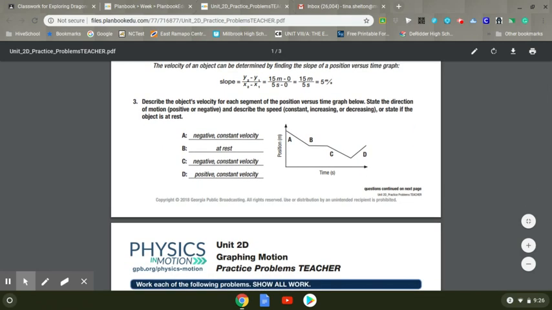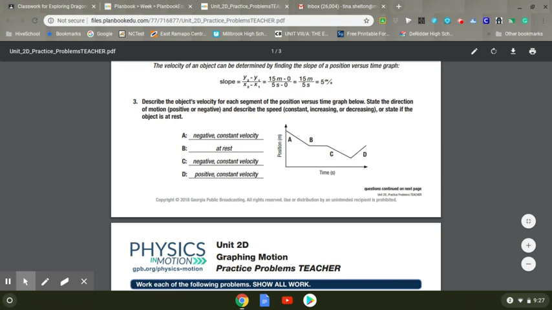Question 3 says, describe the object's velocity for each segment of the position versus time graph below. State the direction of the motion, positive or negative, and describe the speed, constant, increasing, or decreasing, or state if the object is at rest. So if you look at segment A, it is slowly coming down towards the x-axis. So that is negative, and it's a constant velocity because it's moving basically at the same rate.